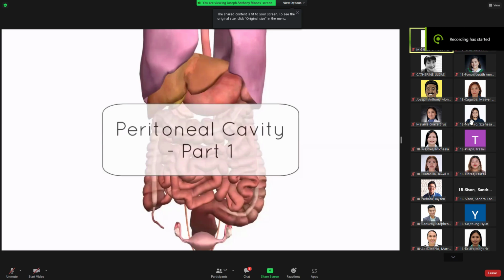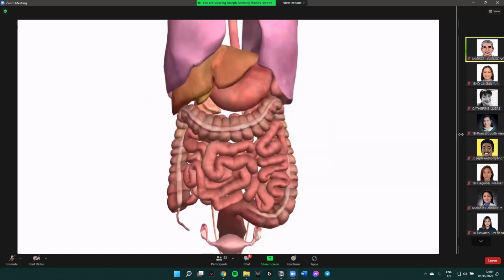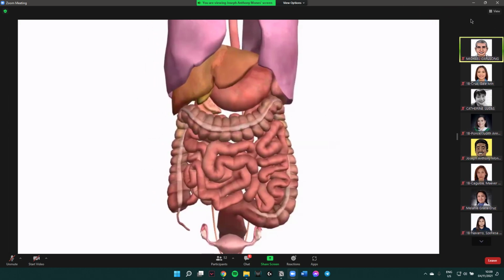This is a tutorial on the peritoneal cavity. So the peritoneum is a thin serous membrane which lines the abdominal cavity and a lot of the viscera within it. So it's kind of similar to the pleura and the serous pericardium. So a serous membrane is one which produces serous fluid.